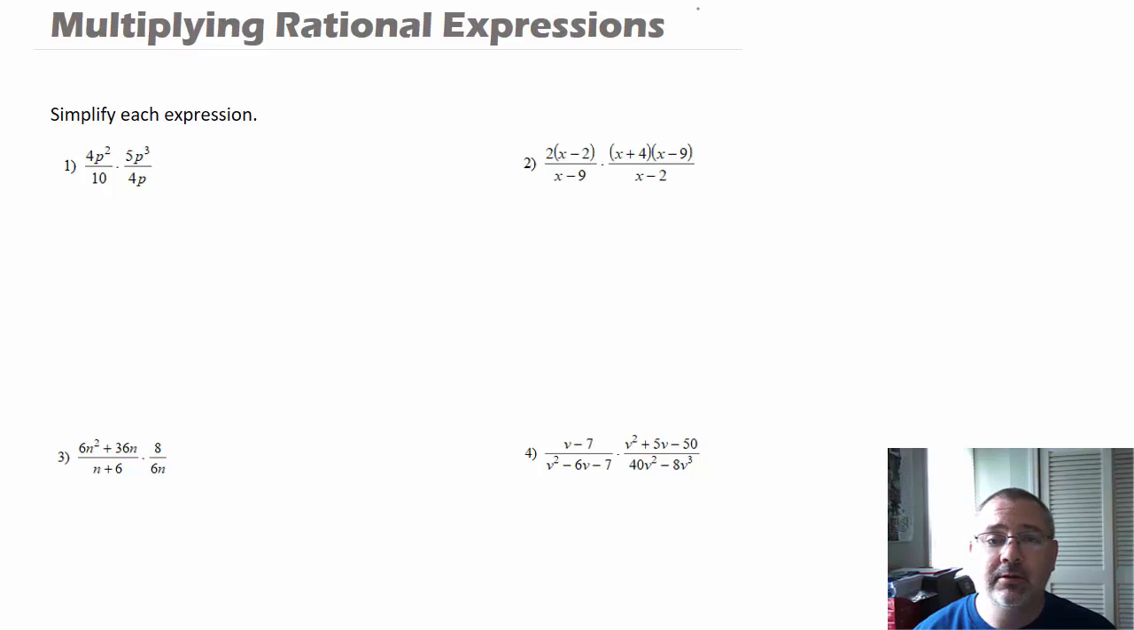We'll be talking about a lesson on multiplying rational expressions. We're going to use some of the strategies that we learned in simplifying rational expressions in previous videos to help us out. So multiplying rational expressions is very similar to multiplying fractions.